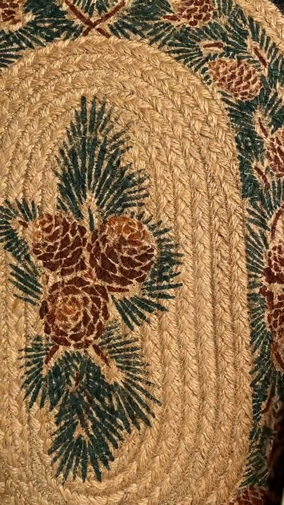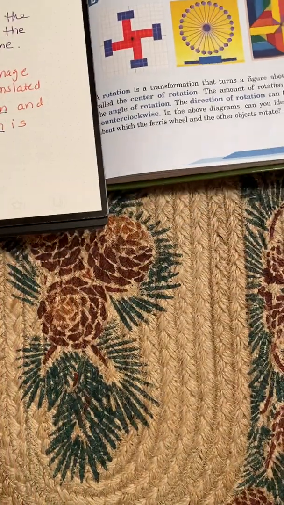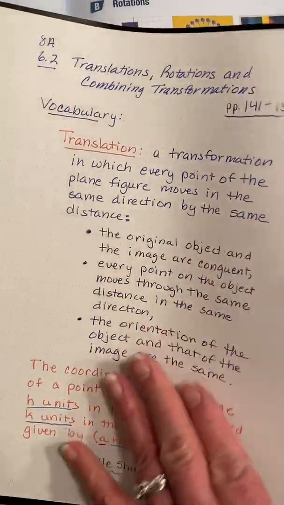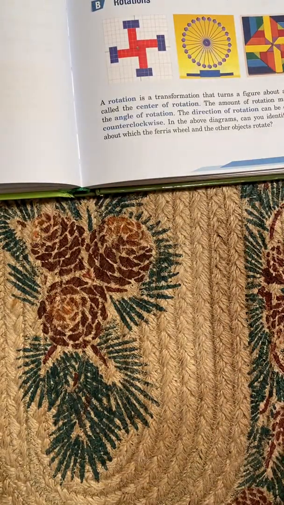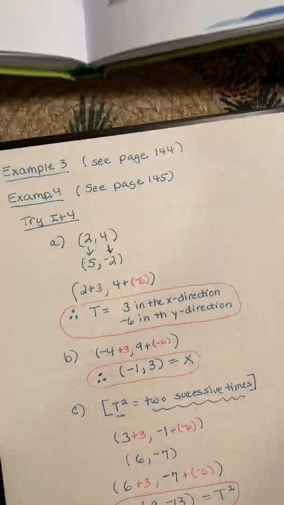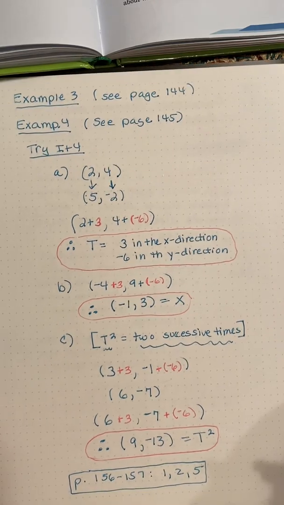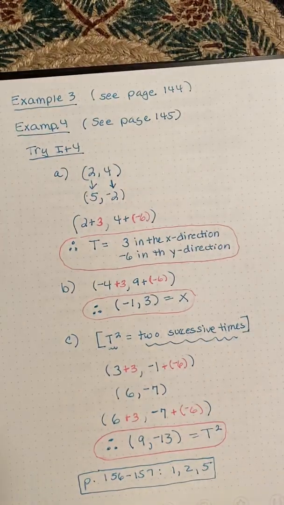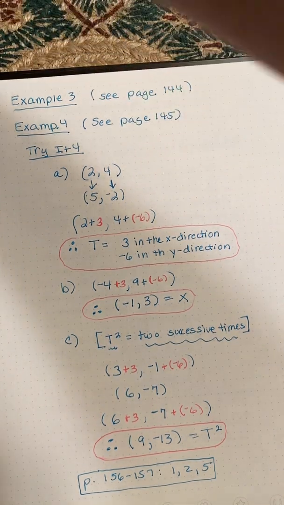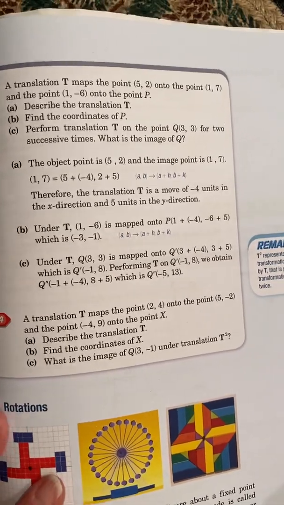Just going to shift some things around here. I'm going to move my book up because you can follow along in your own book. Let's see. So here we go. Get my book a little bit out of the way here. So example 4. Let's read that together. A translation T maps the point (5, 2) onto the point (1, 7), and point (1, -6) onto point P. You know what? I'm going to bring this back under here. I'm just going to pull my book back gently so I don't bust it. Okay, here we go. Let's start this again.